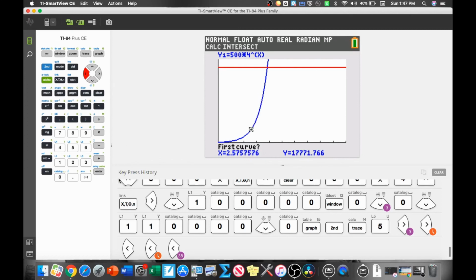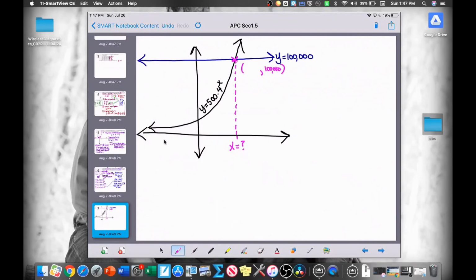All right, so first curve, yes. Blue curve. Second curve, yes. Red curve. Please make a guess. And there it is. Our intersection is 3.822, and y is 100,000. So let's go back to our notes, and let's mark that down. This is going to be 3.822 is how long it should take.